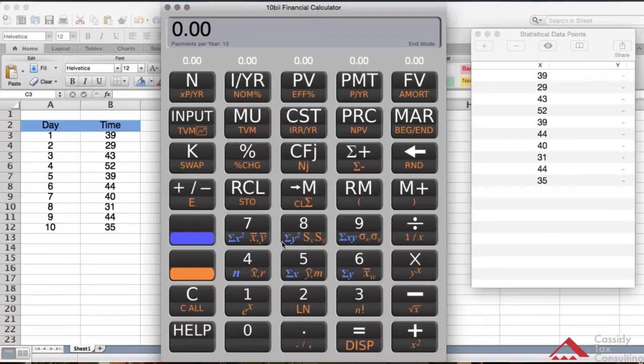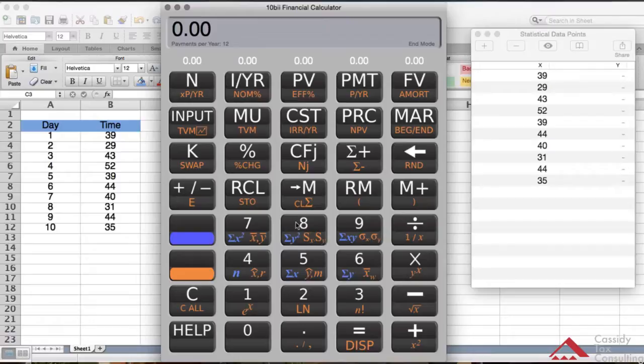For these data points, it's still in memory. If you want to check how many data points you have in there, you hit the blue key, then the N. It tells you there are 10 data points, day 1 through 10, as you see here. Now that we've got that, let's hit the clear button and clear that out.